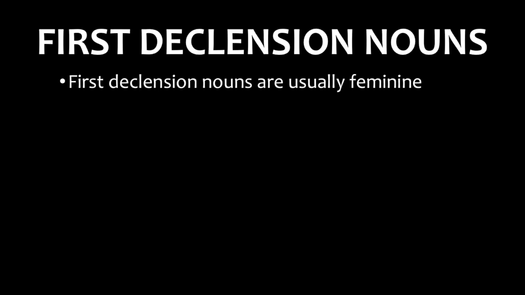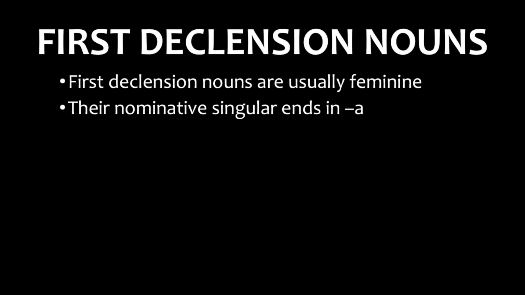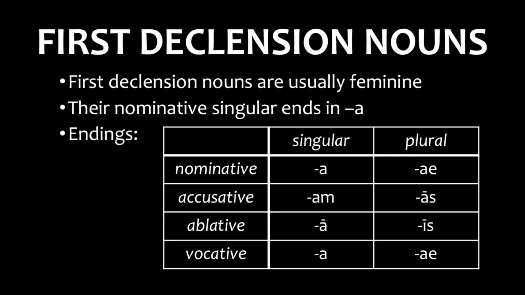First declension nouns are usually feminine in gender, not always, but usually. And the nominative singular of first declension nouns ends in the letter A. So here are the endings of first declension nouns. And again, this is review, but you should be writing this down on the handout I gave you in class.